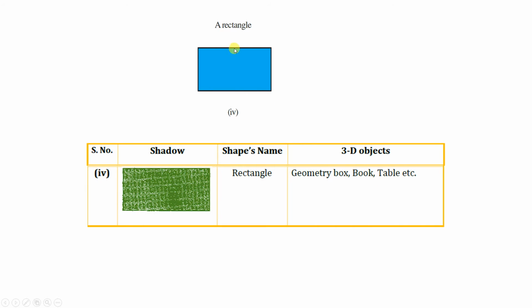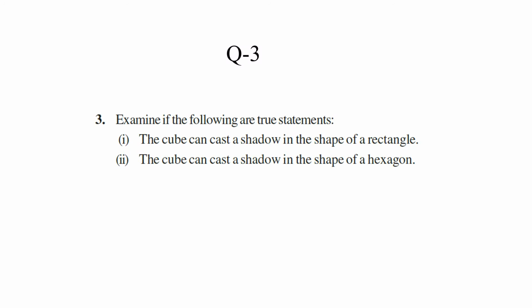And the last one, a rectangle. The solids from which we get the shadow of a rectangle are nothing but a geometry box, book, table, etc. Also we can say any cylindrical kind of shape.